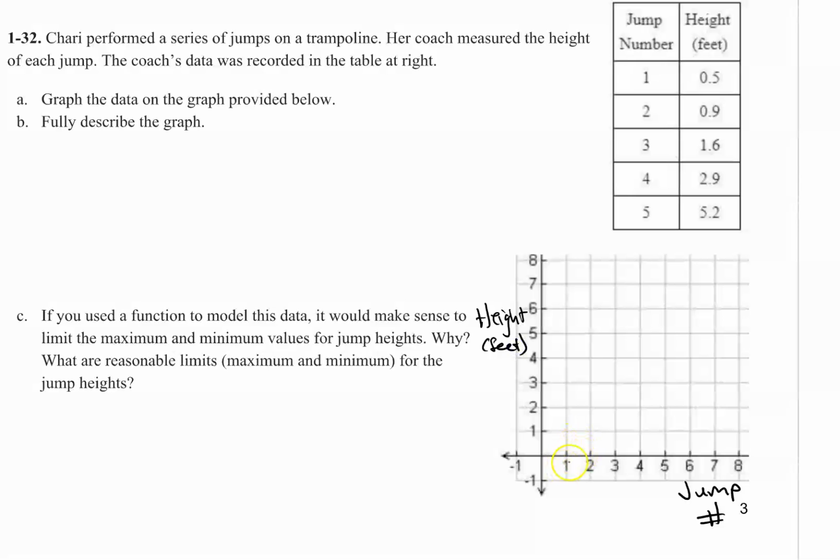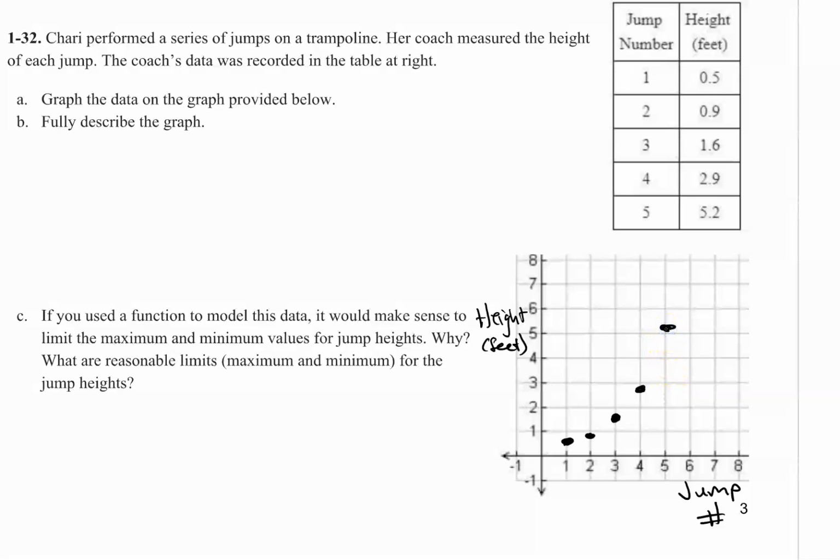Alright, jump number 1. So you find 1 on the x-axis, and then you go up by 0.5. Jump number 2 is 0.9, so it's almost 1. Jump number 3, find 3 on the x-axis, you go up by 1.6. 4 is 2.9, and 5 is 5.2. So that's the pattern there.